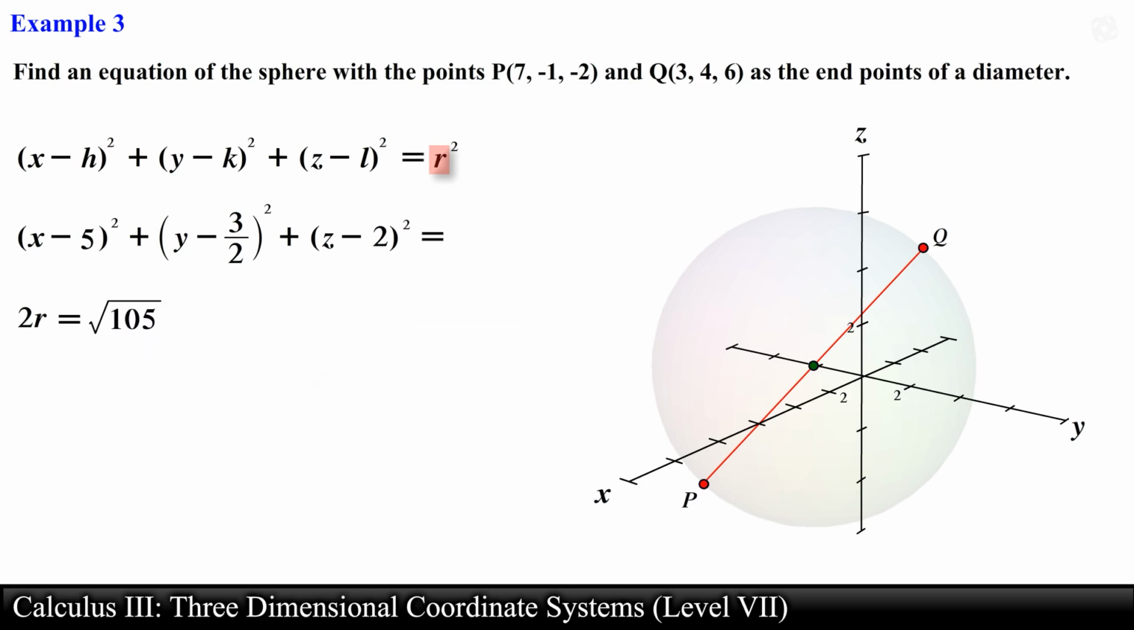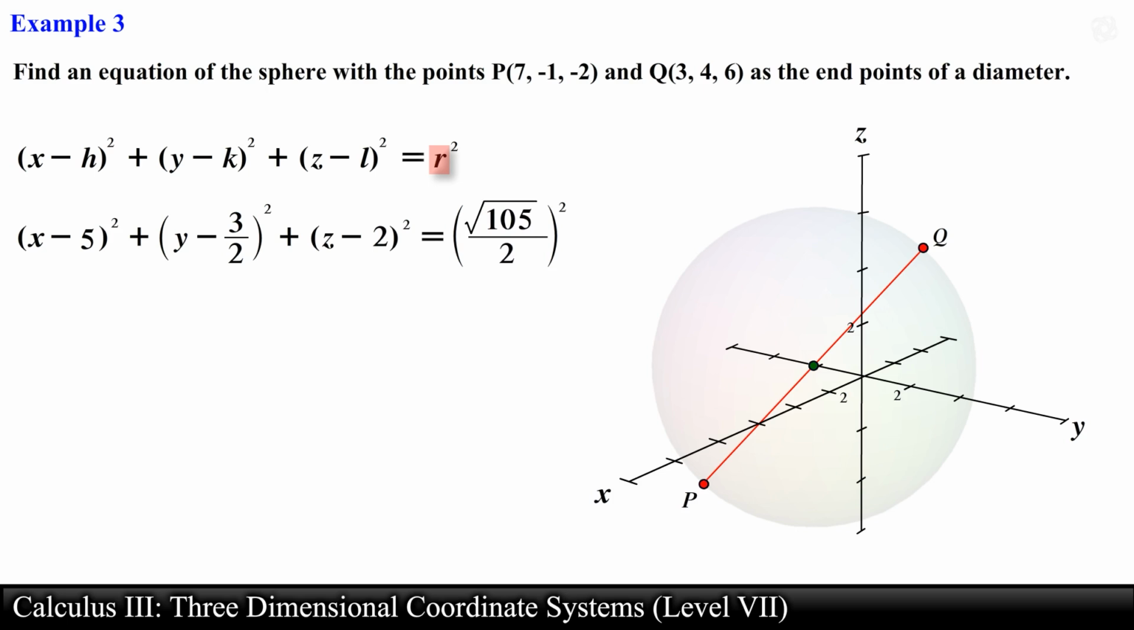Next is just a matter of solving for the radius. Remember, the distance we just found is the length of the diameter of the sphere, which is equal to twice the radius. Dividing both sides by 2, we have that the radius is equal to the square root of 105 over 2. Having found the radius, we go ahead and substitute this value into the equation of the sphere.